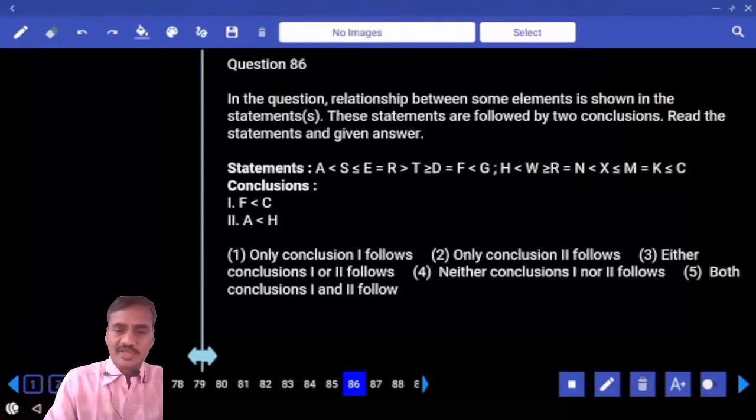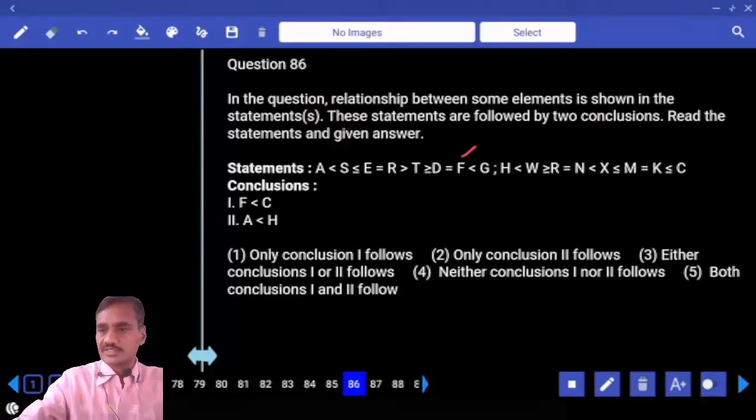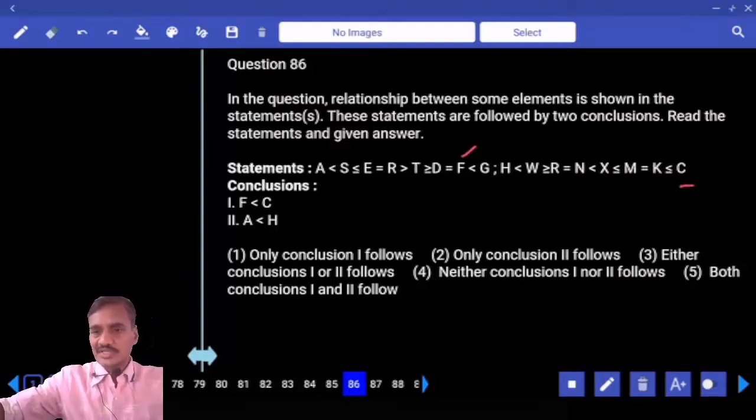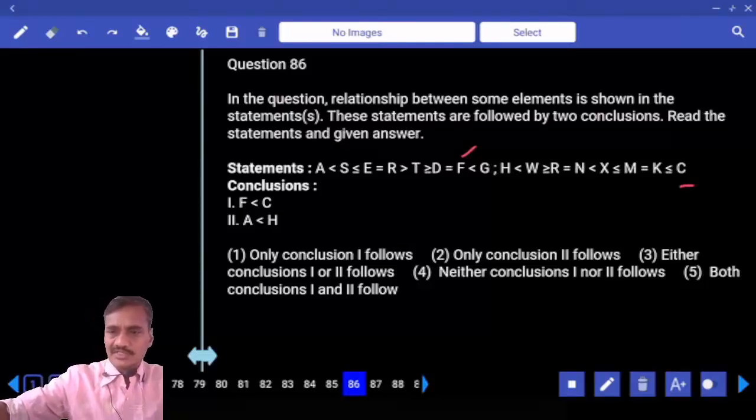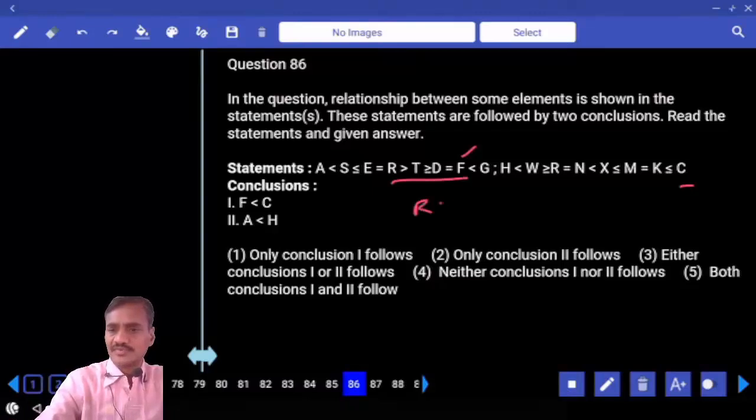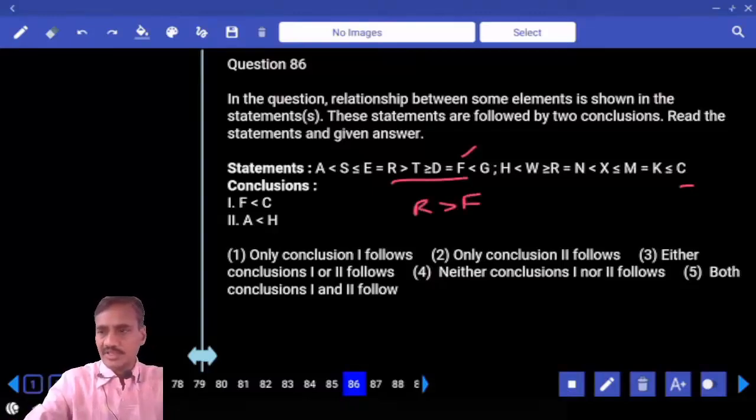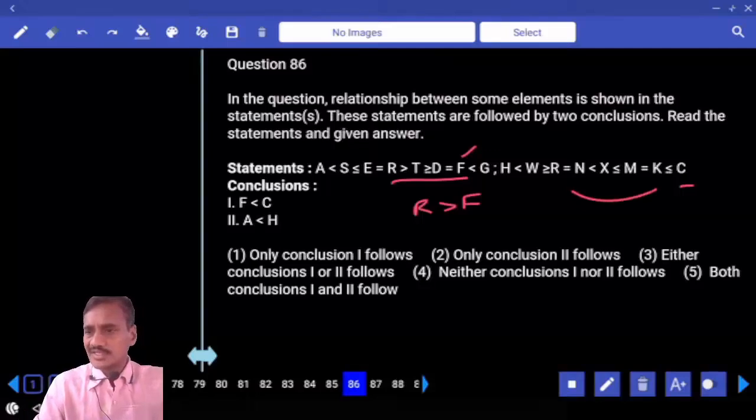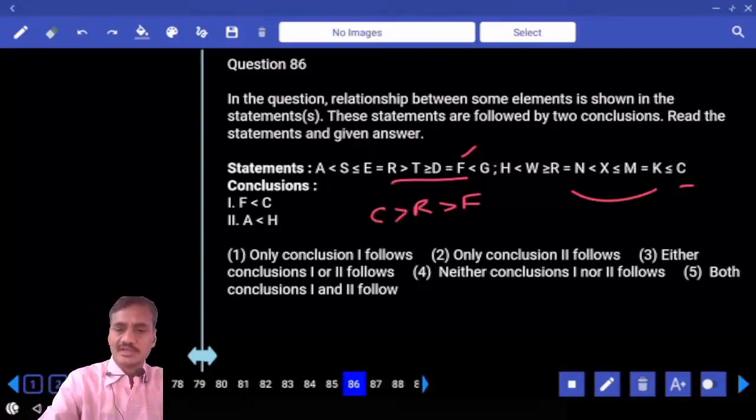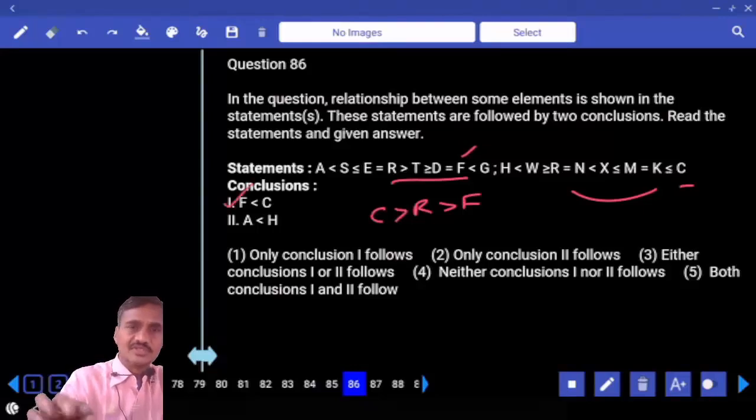Then coming to this one, F and C. Now the relation between F and C is asked. Tell me where F and C are. F is here, and where is this C? C is somewhere here. Then what is the element that is common between these two? R is common. As R is common here, the relation between R and F: R greater than F, and at the same time here R is lesser than C, meaning C greater than R. C greater than R and R greater than F means C greater than F, F lesser than C.